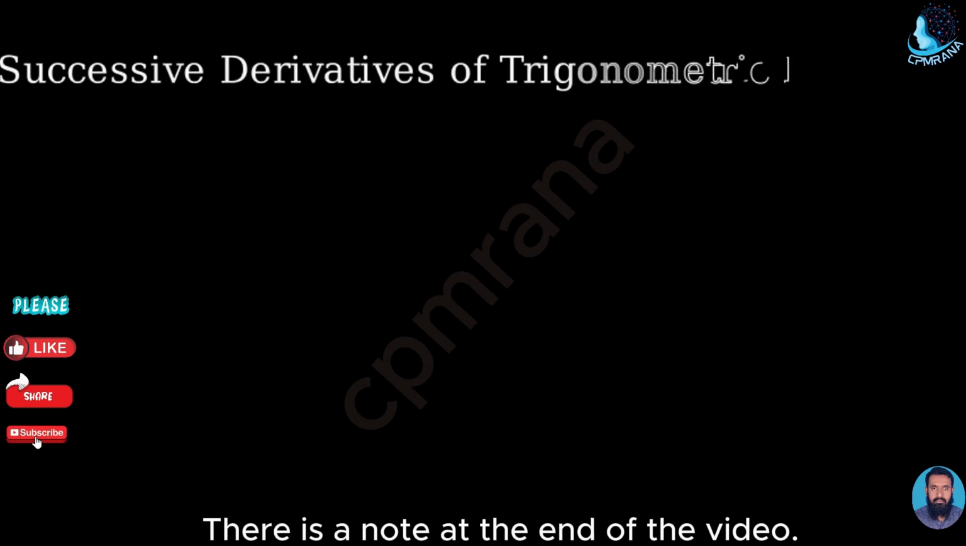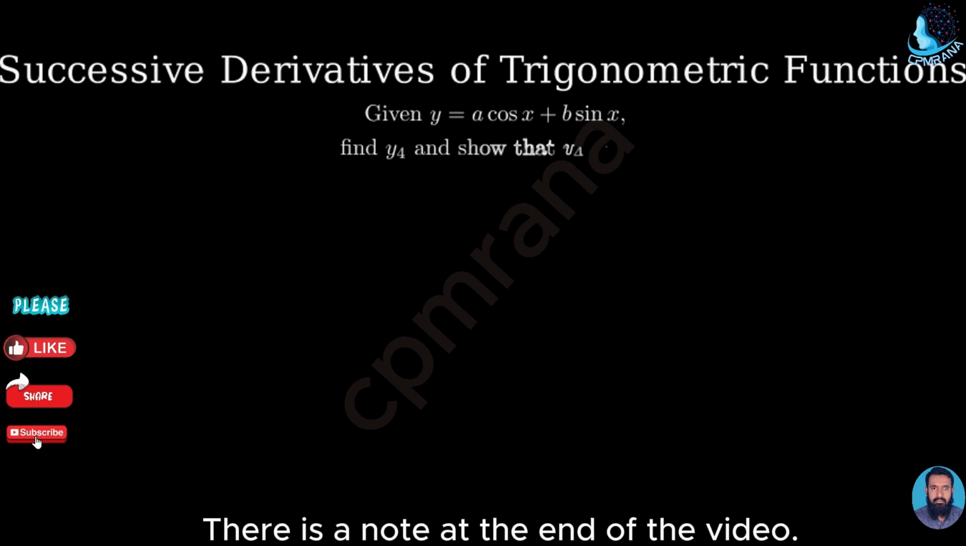Welcome. Today we'll explore an interesting property of trigonometric functions by looking at successive derivatives. Our question is, given y equals a cosine x plus b sine x, what happens when we take derivatives 4 times in a row? Let's start with our original function. Y equals a cosine x plus b sine x. We'll call this equation 1.